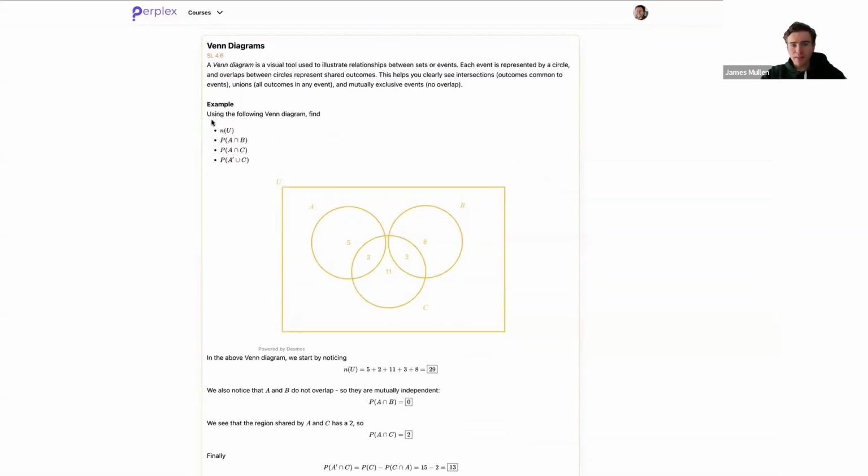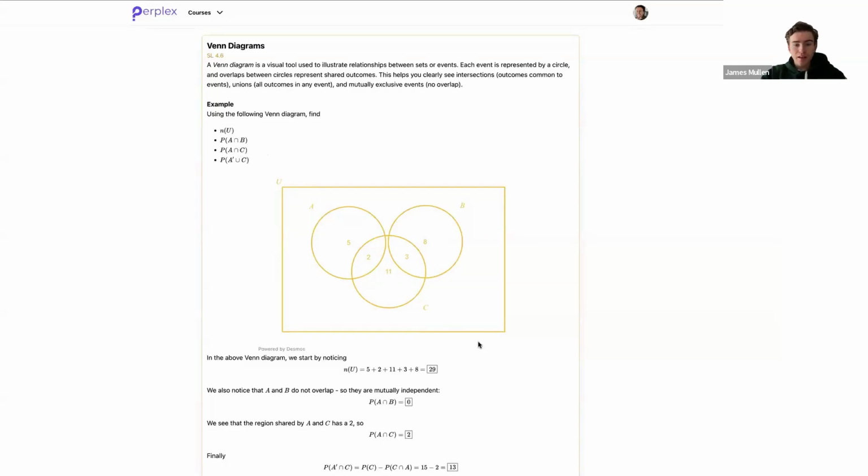So, for example, in this Venn diagram, we're going to try and find the size of the universe, the intersection of A and B, the intersection of A and C, and then the union of not A and C. Okay, that's going to be tricky. So in this universe, I have 5 things in just A, 2 things in A and C, so that's 7 so far. Then 11 things in just C. That brings me to 18, and then 21, and then 29. So I have 29 things in the universe just by adding up everything that I have in the sets that is labeled.